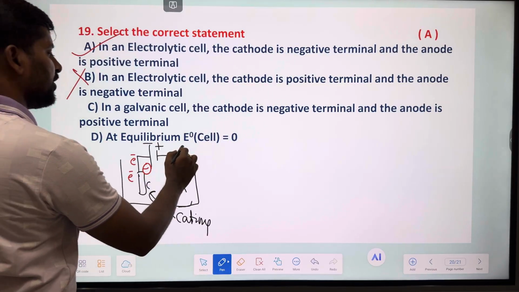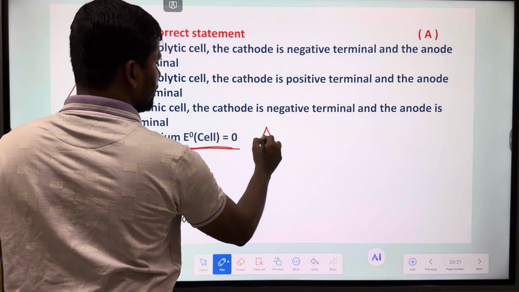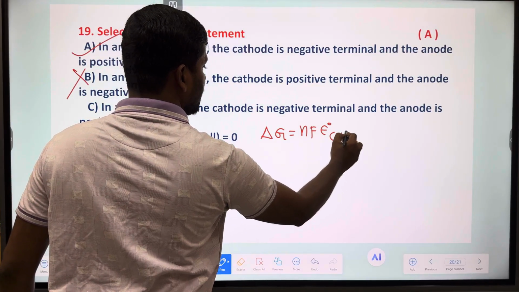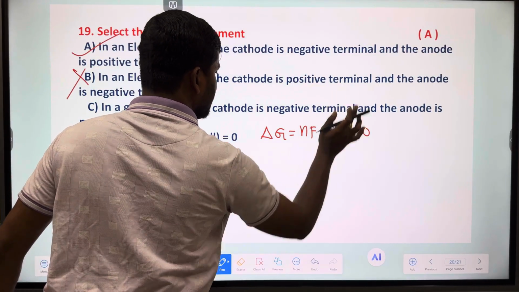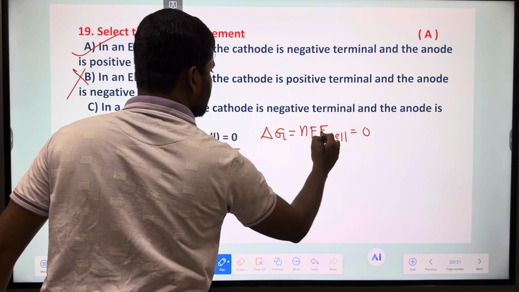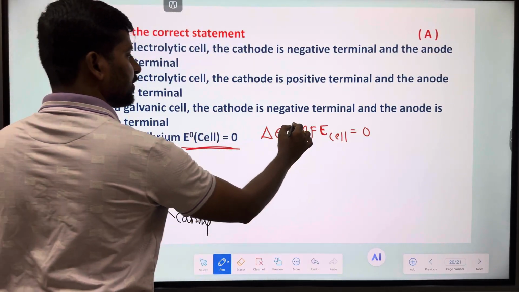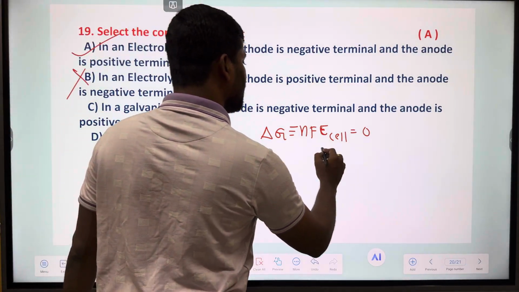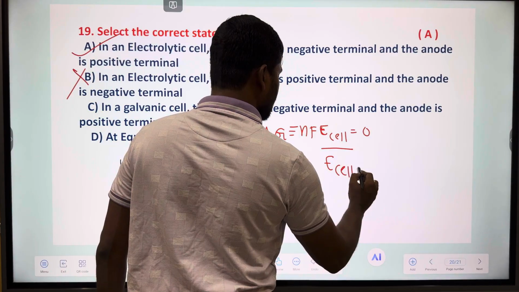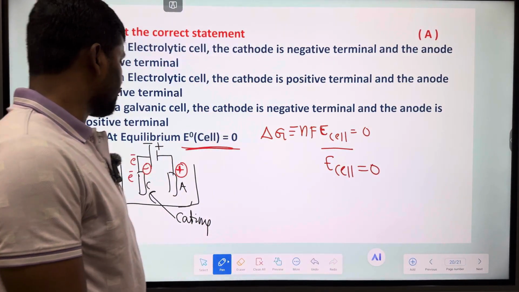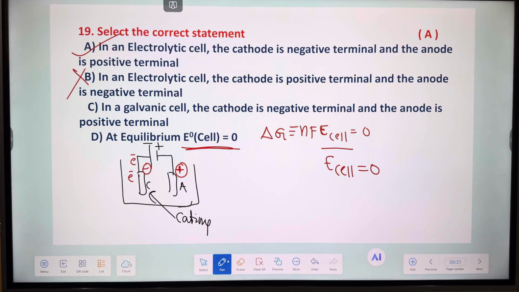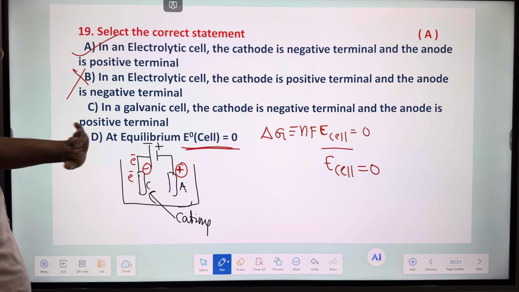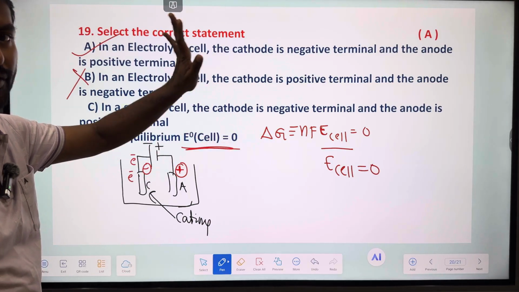Next, at equilibrium E0 cell is 0. At equilibrium, what we have: delta G is equal to minus nFE cell, sorry. Delta G naught is equal to minus nFE naught. Delta G is equal to minus nFE, and so at equilibrium E cell is 0 and not E0 cell. Under standard conditions we make it E0, but as long as standard conditions are not mentioned, E cell is equal to 0, not E0 cell.